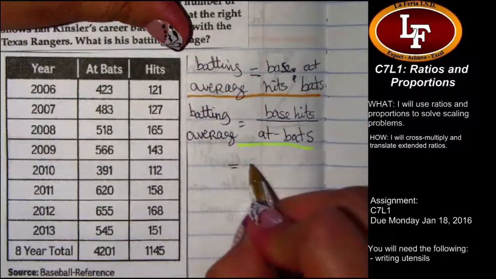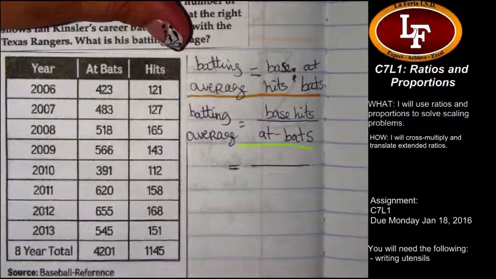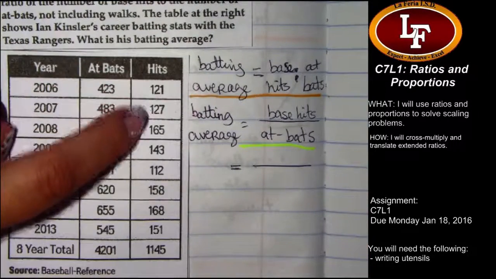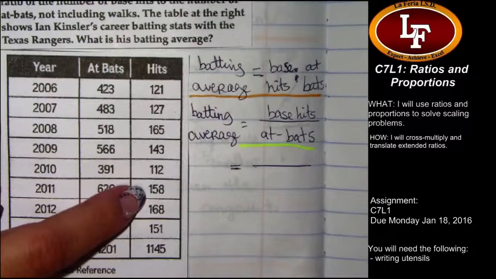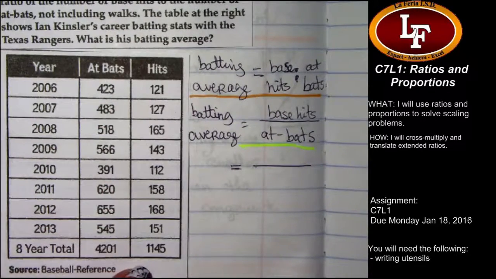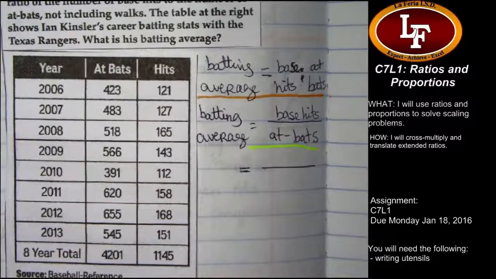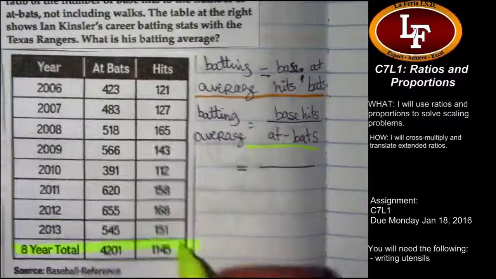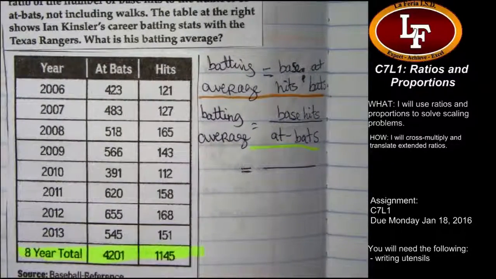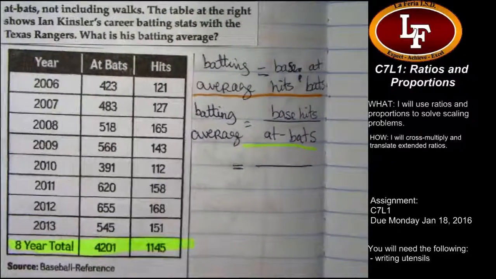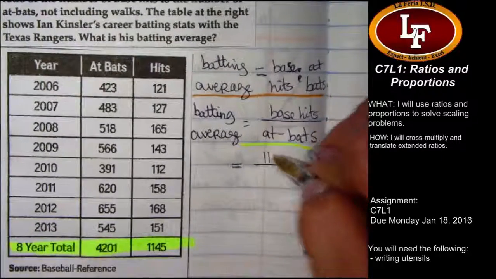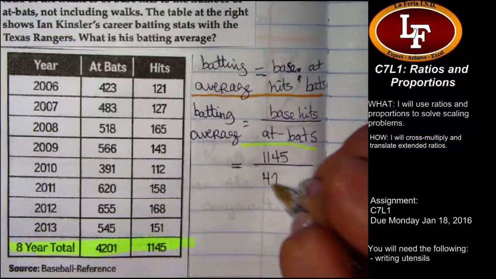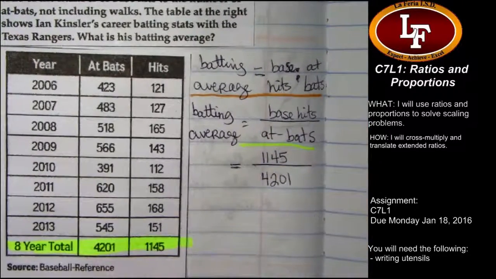So batting average, the number of base hits. Now there's a lot of information on the number of times he actually got on base with a hit. But since we want his career batting average, which value should I use? Yeah, the total, where they added it up for us already. So the number of base hits, 1,145. The number of times he went up there and actually gave it a try, 4,201.